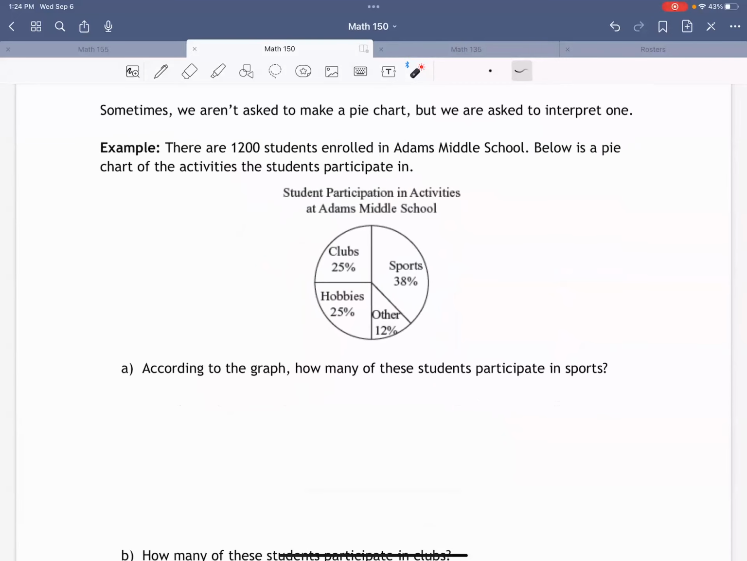Based on this information, you can actually find out how many individual students are in sports or are in clubs or in hobbies. Does anyone want to explain how they would maybe get that answer, Maggie?